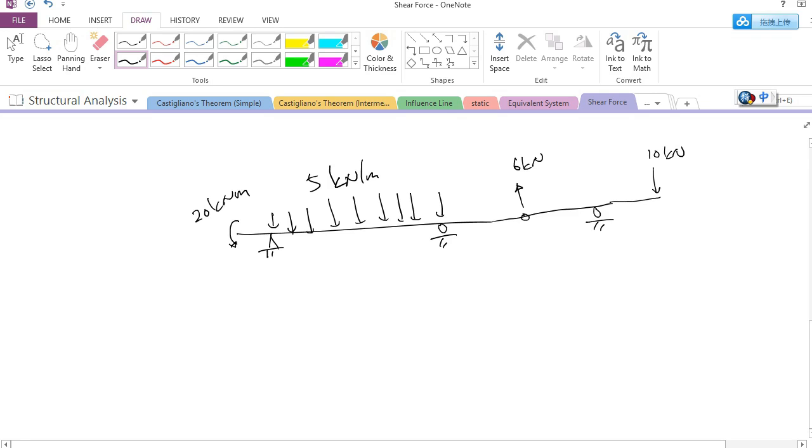I randomly put some numbers, and then let's give some dimensions here: 4 meter, 8 meter, 4 meter, 4 meter, and 4 meter.